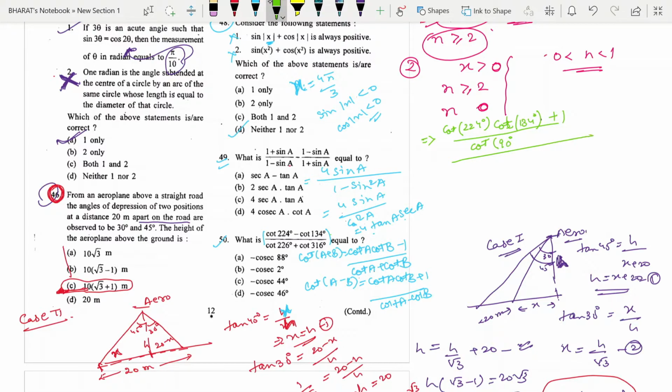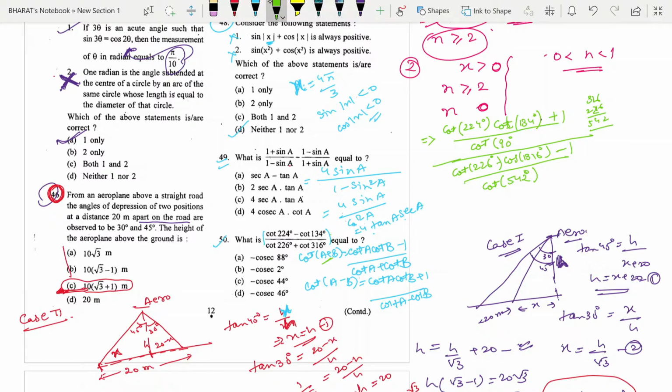Now the denominator part. Denominator part will be equal to cot of 226 degree into cot of 316 degree minus 1 divided by, now A plus B, we have to do cot of A plus B. So 316 plus 226, how much will it come? 542. And it is cot of 542 degree.